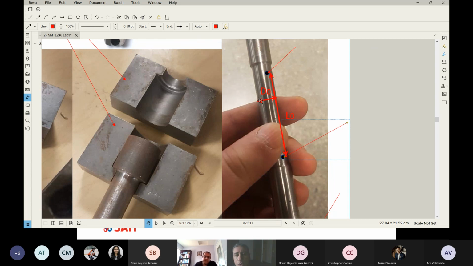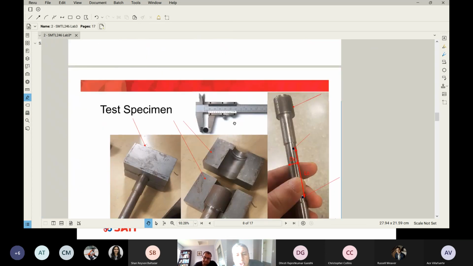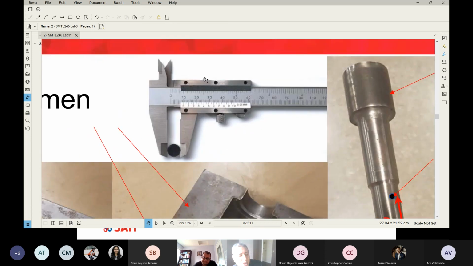Together with the length, we also measure the diameter of the specimen very, very precisely. And for this purpose, we use this thing. Anyone in my class knows what we call this thing?